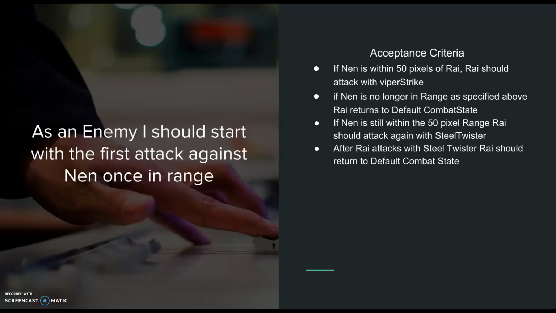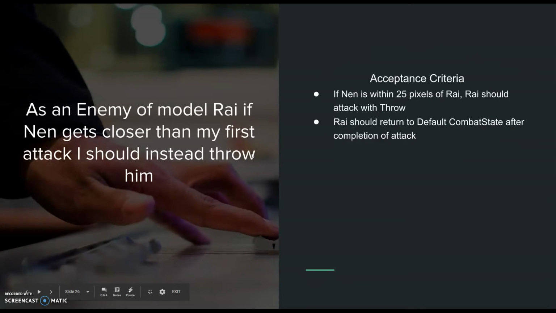Should Nin get out of range after Rai has already launched a Viper Strike, then Rai should return to a default combat state. If Nin is still within range after a 50 pixel range after Rai has launched a Viper Strike, Rai should then attack again using a Steel Twister. Regardless of Nin's current location after Rai launches a Steel Twister, Rai should then return to a default combat state. Should Nin actually be within a 25 pixel range of Rai, Rai, instead of attacking with Viper Strike, should then attack with a throw. Regardless, after a throw is performed, Rai should then return to a default combat state.